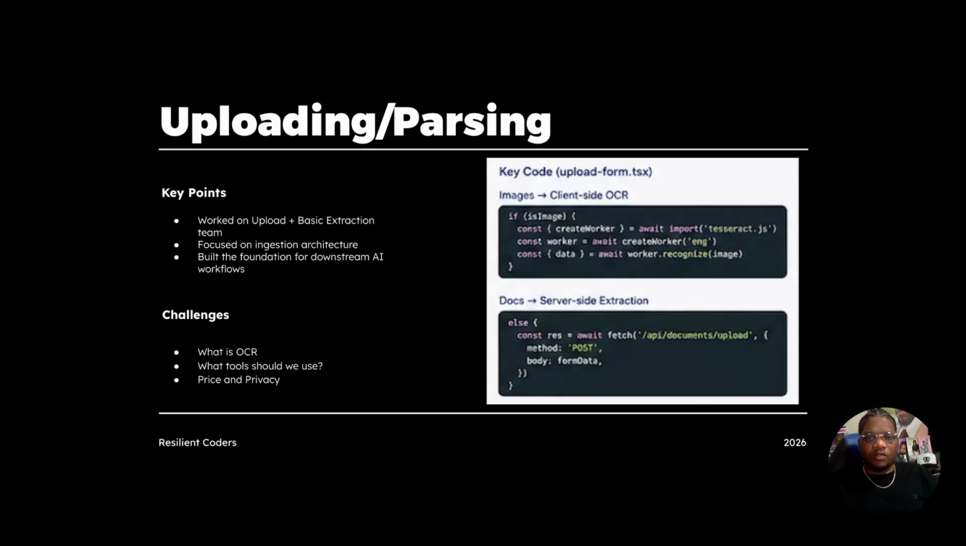And then from there, we built the foundation for the downstream AI workflows, about how they would ingest and what these data models would look like. And we faced a few challenges, like what tools we should use and how do we handle price and privacy. We tackled all those things by choosing things that were as close to zero cost as possible, and picking Tesseract, which is very easy to get started with. OCR is not necessarily the fastest, but it is the best for our use case.